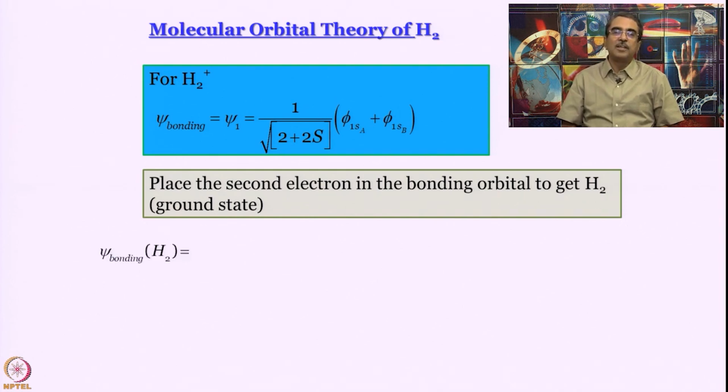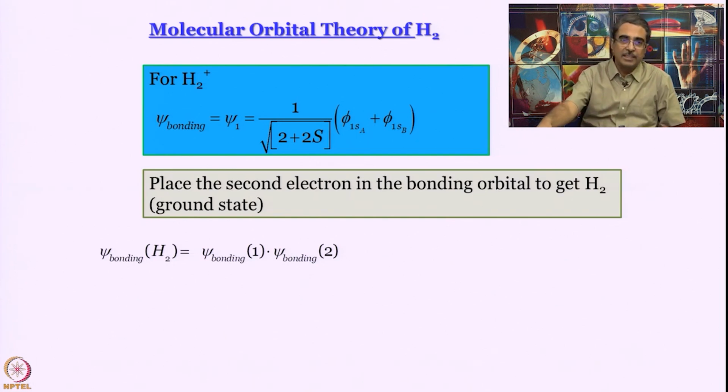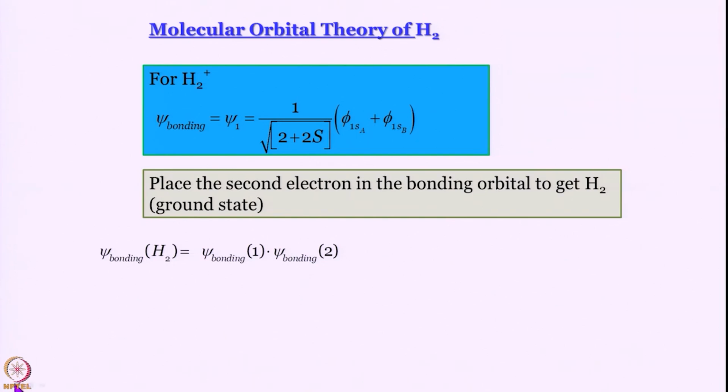So, how do I construct the wave function now? I write like this: 1 and 2 are the labels for the electrons. What this product means is that electron number 1 is in the bonding orbital, electron number 2 is also in the bonding orbital. Okay. So, ground state. What would happen if I want to write the wave function for an excited state? I would write like this, and I am going to write in a little compact form here.